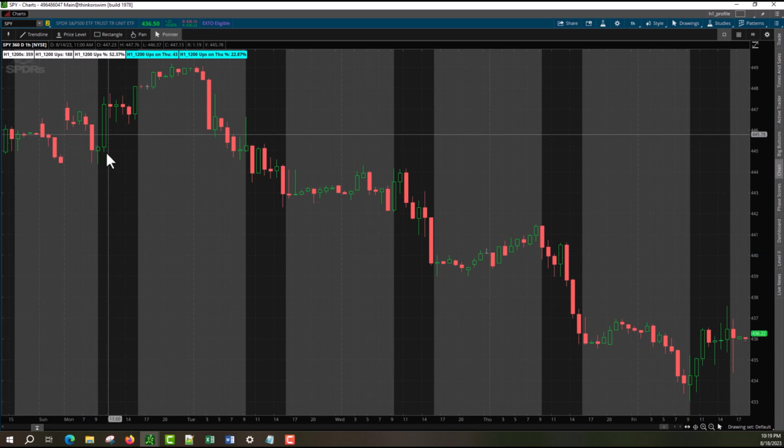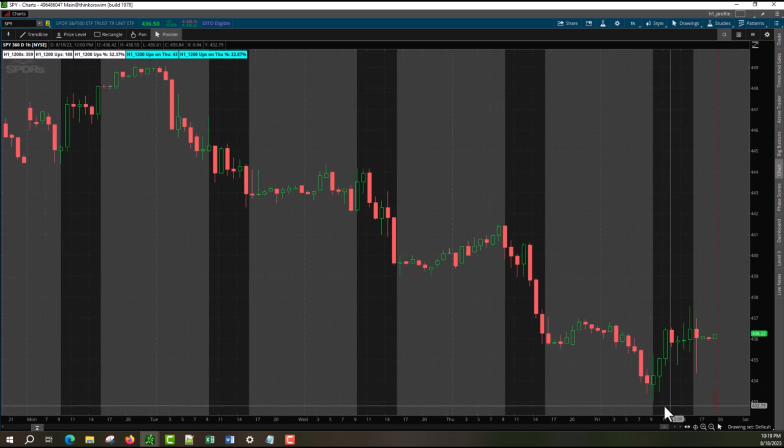It starts from Monday. So Monday will be the high of the week right there. You see it opens right here, right? And then it creates a high, and then boom, boom, boom, boom, goes all the way to the low here, and then it closes at this level.